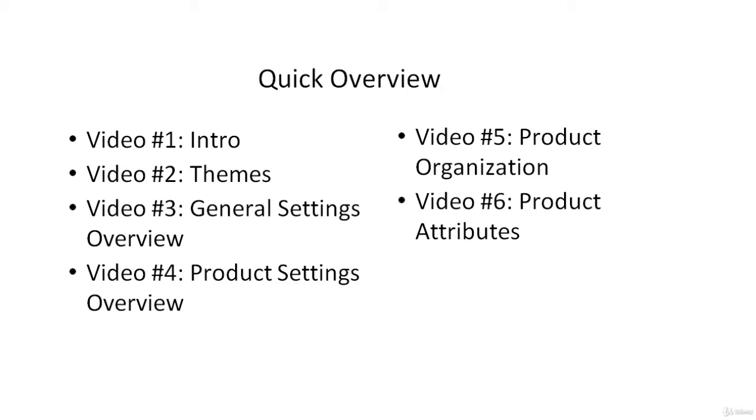Product attributes are basically like if you were to buy a skateboard and you want it in green, blue, purple, different colors, maybe different shapes, different wheels. That is what we call product attributes.